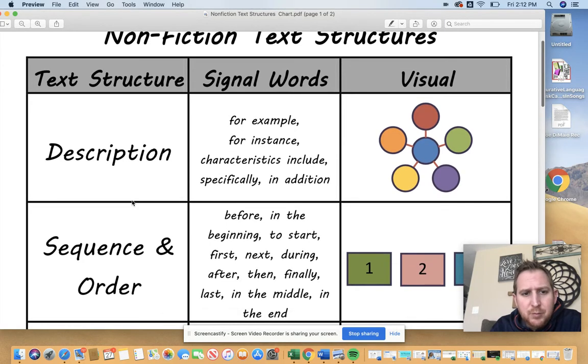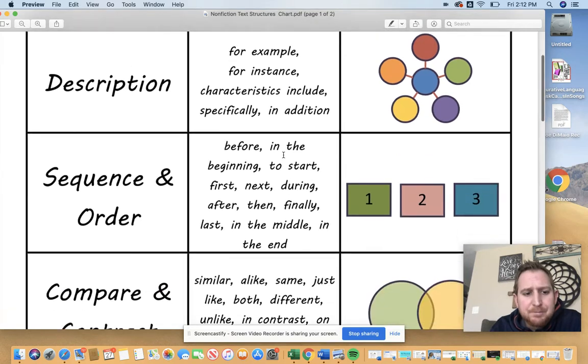So the first one, description, when someone's writing about a topic and just giving the background of it. Okay, so signal words, for example, for instance, the characteristics of something. If we're learning about a certain animal or an event, they just simply describe it.